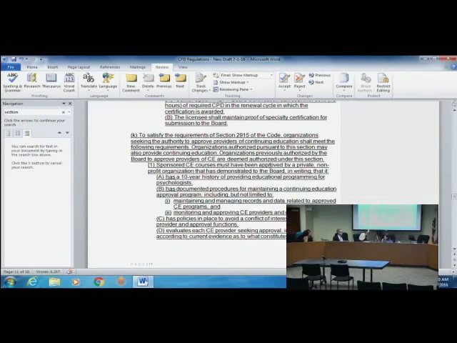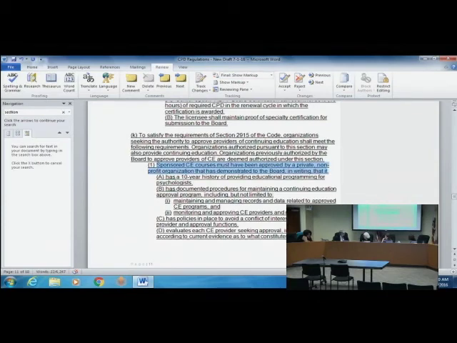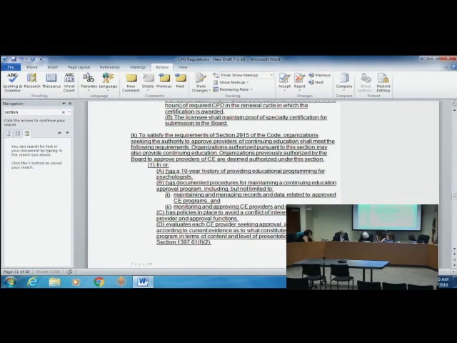Maybe you could just say, in order to be authorized, organizations must have a 10-year history. So let's take out this "sponsored CE courses must have been approved by" and put in, "In order to be authorized by the board to approve providers of continuing education, the following requirements must be met."